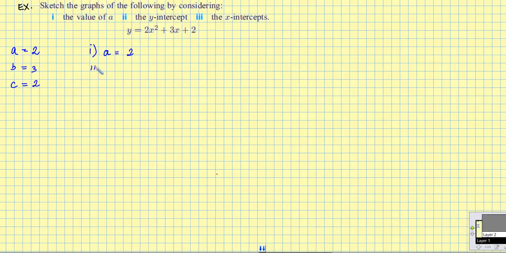In part 2, the y-intercept, we know it to be the c value, so the y-intercept is going to equal (0, 2). So that's another piece of information that we have in the equation. And then in the third part, we have to consider the x-intercepts. So let's take a look at the possibilities for the x-intercepts. For the x-intercepts, we are going to let y equal 0, so that's 0 equals 2x squared plus 3x plus 2.